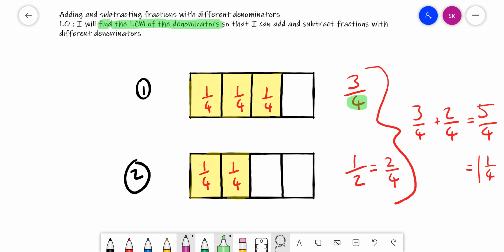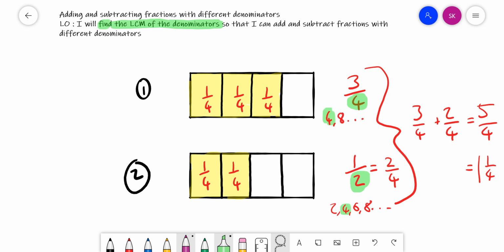So we're looking at the denominator for the first fraction, we're looking at the denominator for the second fraction, and what we're trying to find is the first number in both of their times tables. So we look at 2, and we can see the 2 times table looks like this. We look at 4, and we can see the 4 times table looks like this. And clearly the first number in both of them is 4.